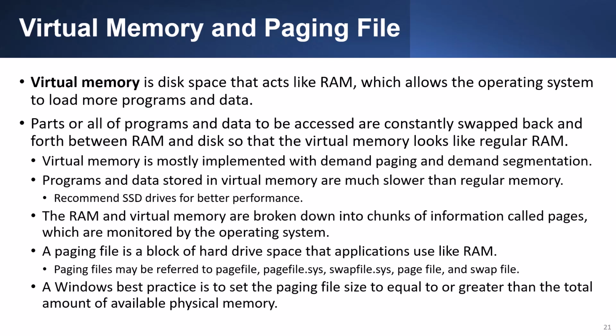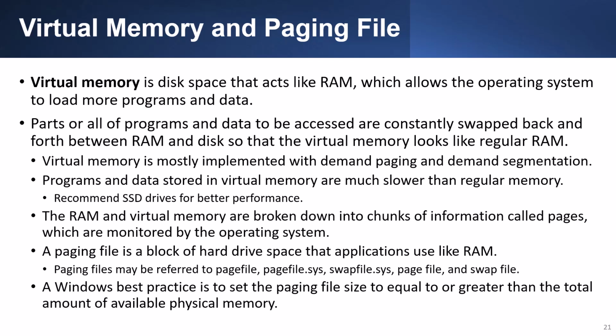Virtual memory has been around for years, whereas disk-based acts like RAM, which allows the operating system to load more programs and data. Parts or all of your programs and data to be accessed are constantly swapped back and forth between RAM and disk so that the virtual memory looks like regular RAM. Virtual memory is mostly implemented with demand paging and demand segmentation.